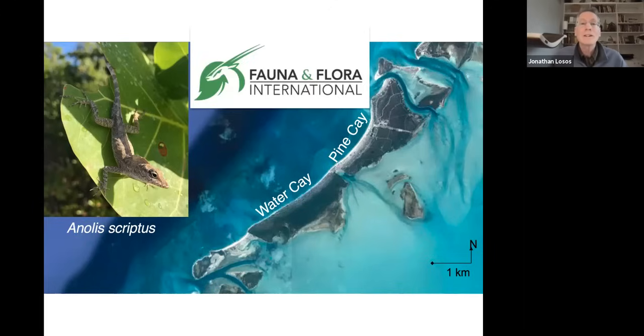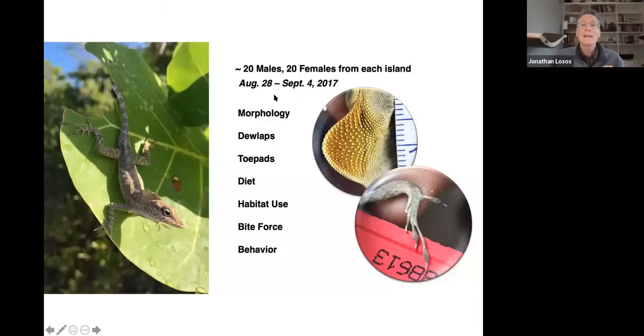And the conservation group, Fauna and Flora International, was embarking on a program to remove the invasive species. We thought this was a great opportunity to see how the lizards would adapt as their ecosystem was restored, as the vegetation changed, and so on. And so to get baseline data, Colin and Anthony and a couple others went down there in the late summer of 2017 and just measured the standard stuff we measured on anoles.